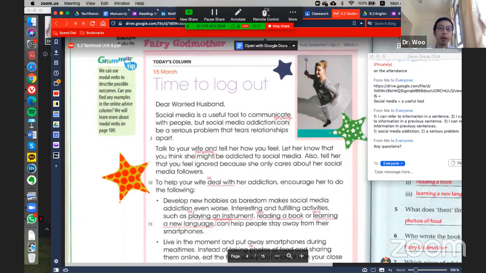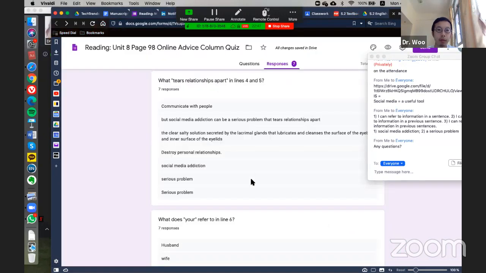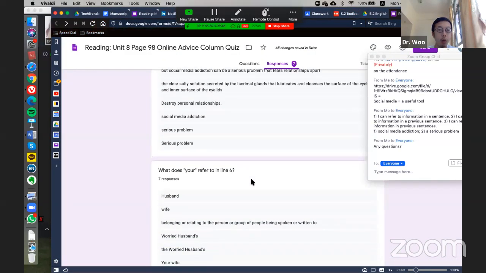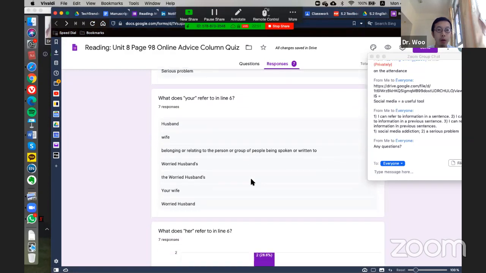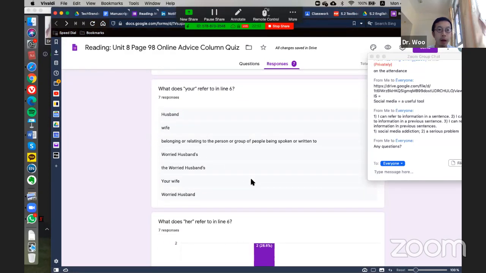Right now, we're just testing learning target 1. Can you just find information in a sentence? So all of the information is there in a sentence. Next. What does your refer to in line 6?